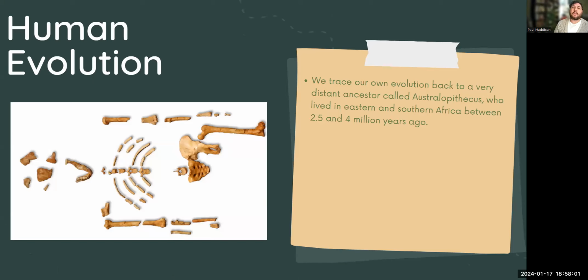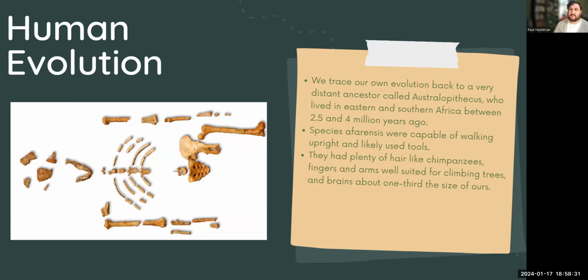And so we can trace our own evolution back to a very, very distant ancestor to humans called Australopithecus, who lived in eastern and southern Africa between 2.5 and 4 million years ago. The species Afarensis was capable of walking upright and likely used tools. So they are the earliest proto-human that we can find in the world so far, but we're still looking to see if we can go back further.